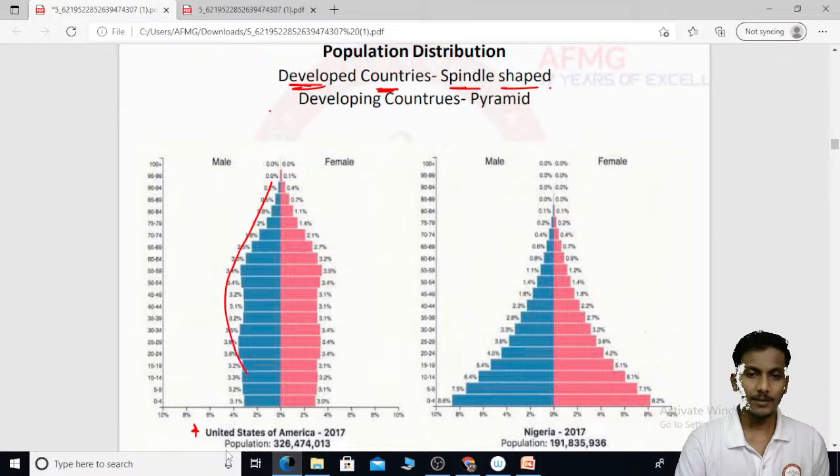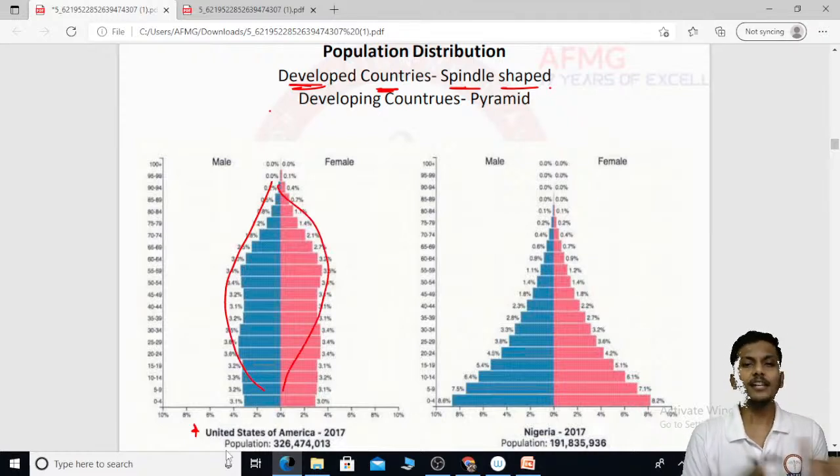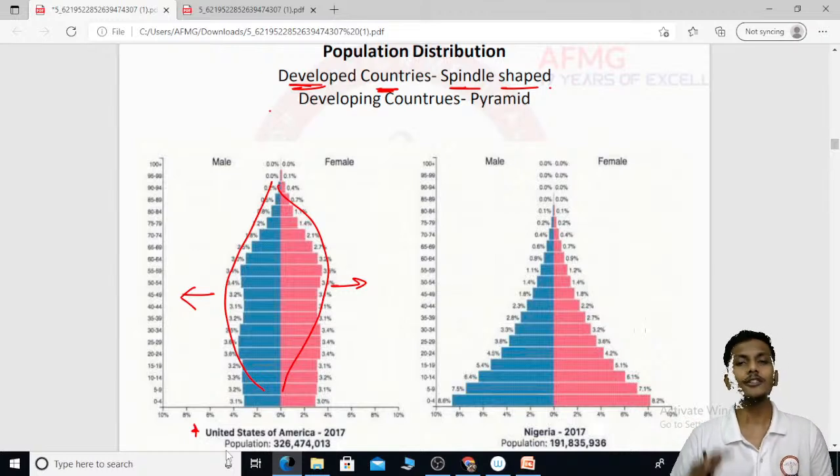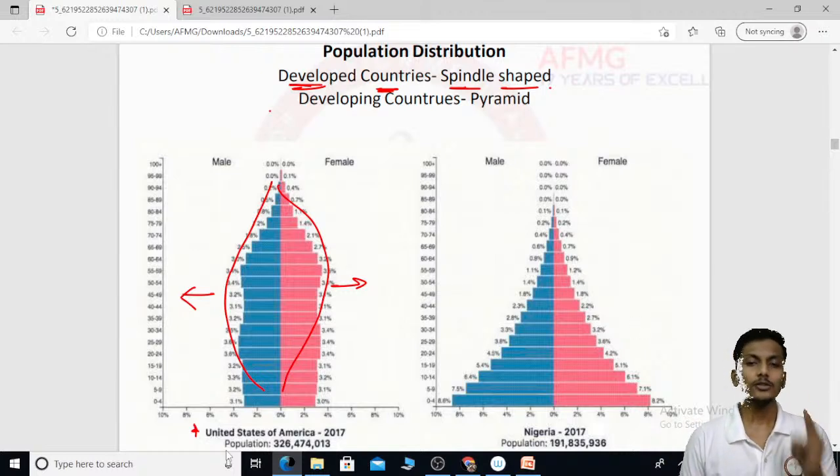So why is it spindle shaped? Please remember, this is spindle shaped because the number of males and females is more or less equal. So the sex ratio is more or less equal. Important one. Second, they have more number of working population. Please remember, these developed countries usually have more number of working population. So these are the two important things due to which the developed countries have a spindle shaped graph. The developed countries have a spindle shaped population distribution graph.